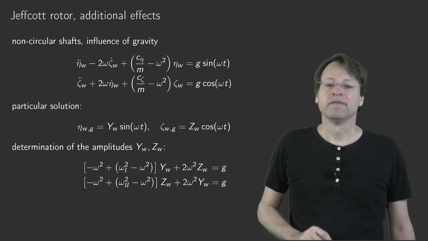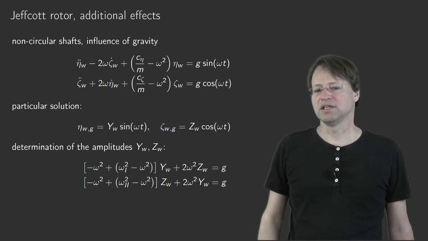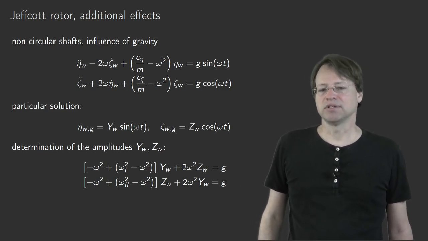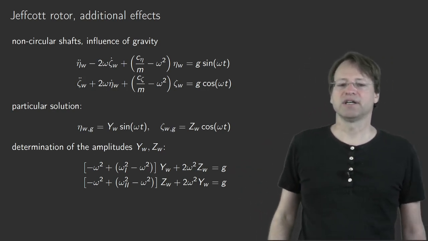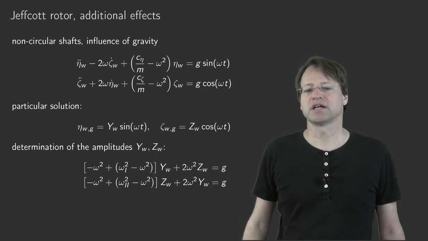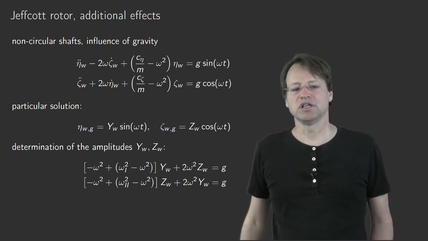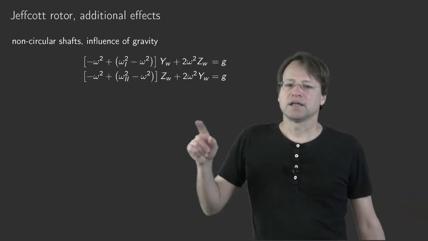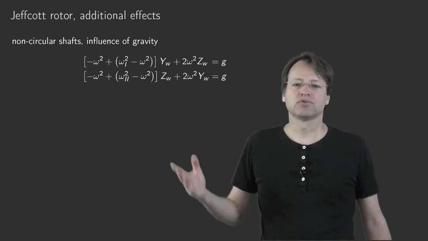As I promised to you, I will discuss that case also, but for the moment we are discussing here the two amplitudes Y sub w and Z sub w. And you see, in contrast to homogeneous differential equations, the right-hand side of that algebraic system does not vanish, is not equal to the zero vector. So these are my two algebraic equations, and I have to solve them.